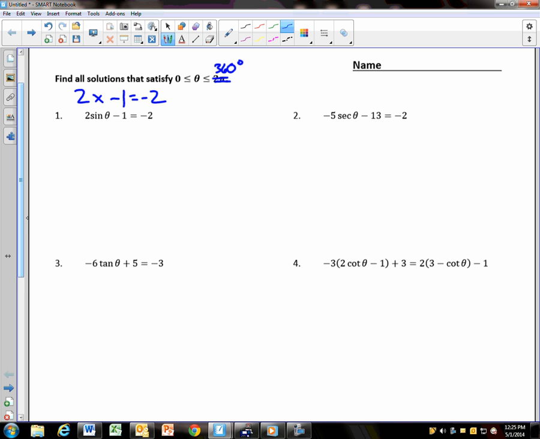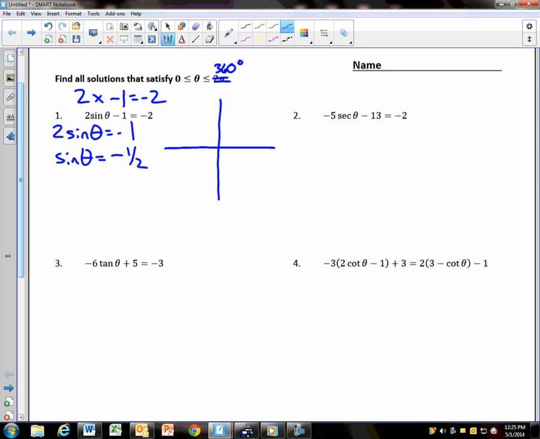Here we go. What do you think you do to start? Add 1. 2 sine of theta equals negative 1. What do you think you do next? Divide by 2. Sine of theta is equal to negative 1/2. Everybody clear how we got that far? If you get that on your test, you get 1 out of the 3 points. Okay? Now, we do this.